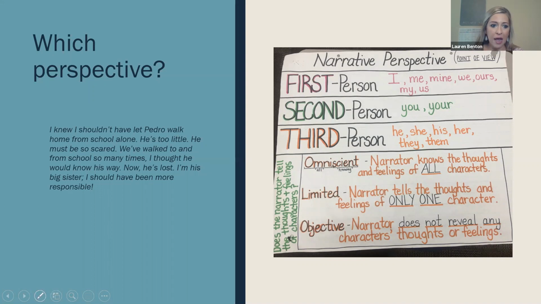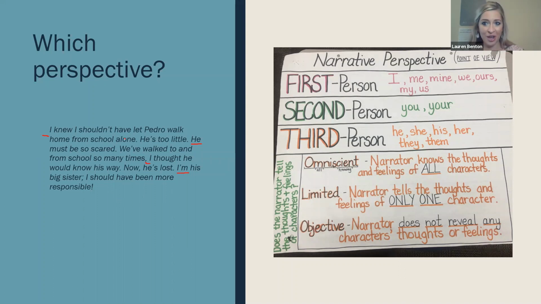As we read, I'm going to underline pronouns and thoughts or feelings that I hear as I read. So which perspective? I know I shouldn't have let Pedro walk home from school. He's too little. He must be so scared. We walked to and from school so many times. I thought he would know his way. Now he's lost. I'm his big sister. I should have been more responsible.